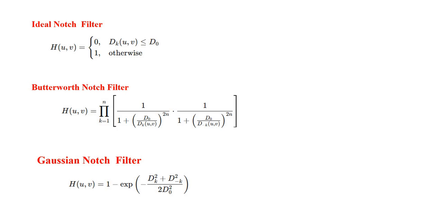The third type of notch filter is the Gaussian notch filter, and this is its transfer function. It has the smoothest response of all these filters, it preserves the details extremely well, and it is preferred for videos and high quality images.